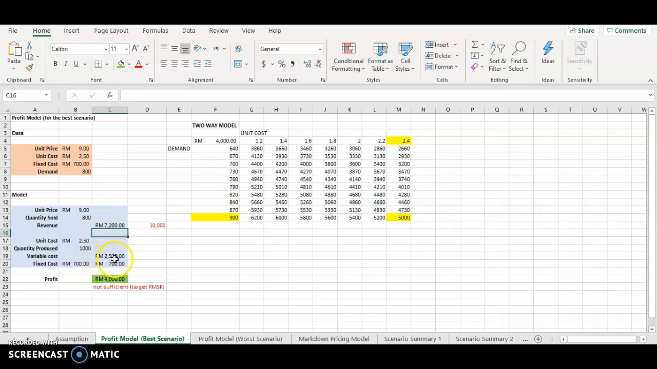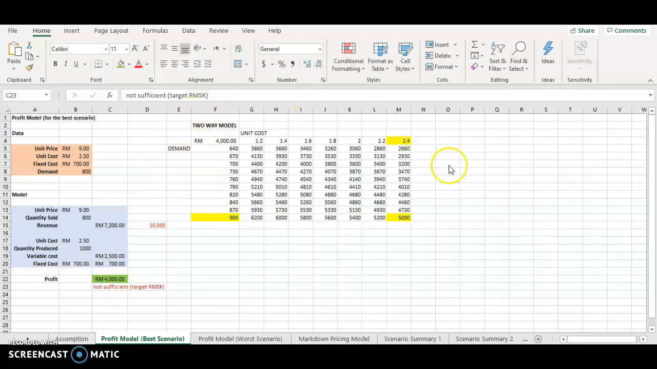For the variable cost is where unit cost times with quantity produced, then I got 2,500. For the fixed cost is 700 that I have already mentioned in assumption. As for the profit is 4,000, where revenue minus with variable cost and fixed cost.